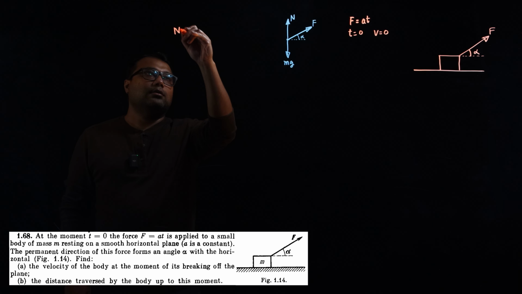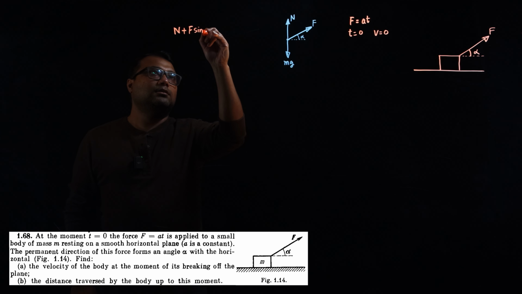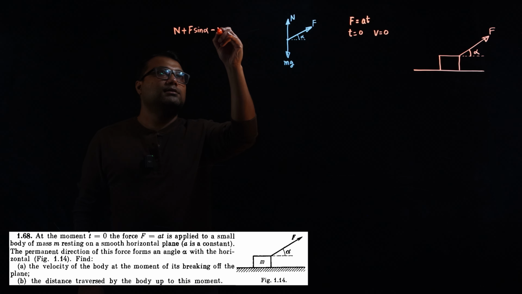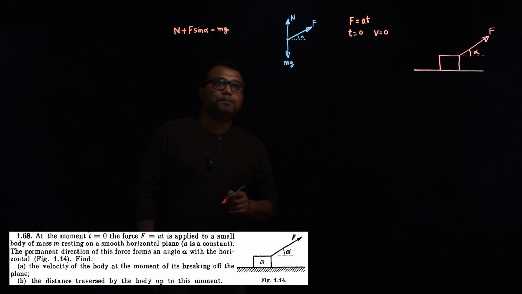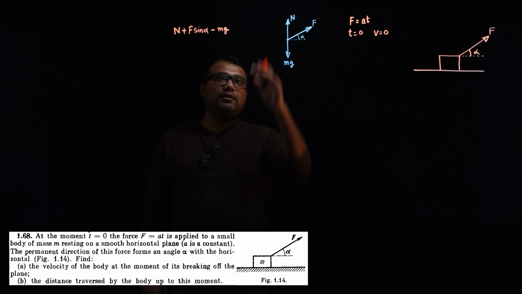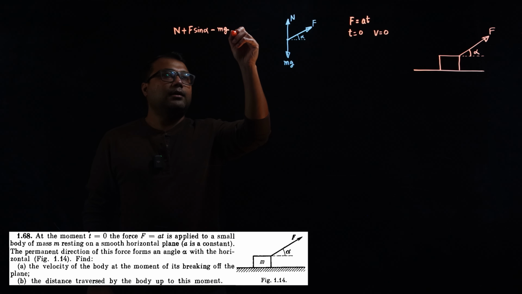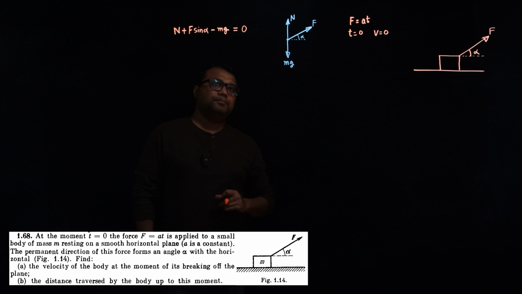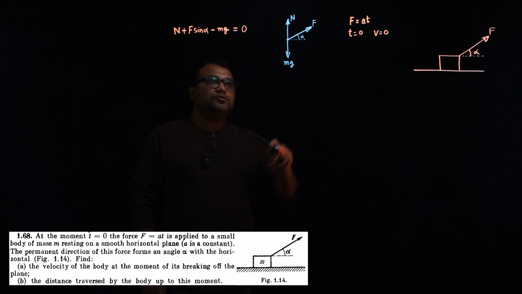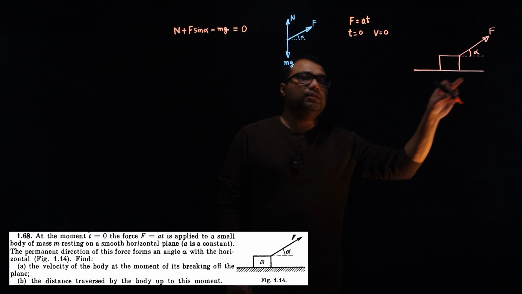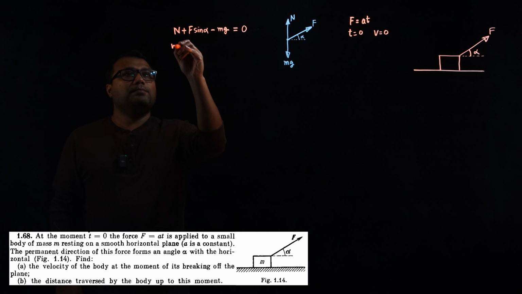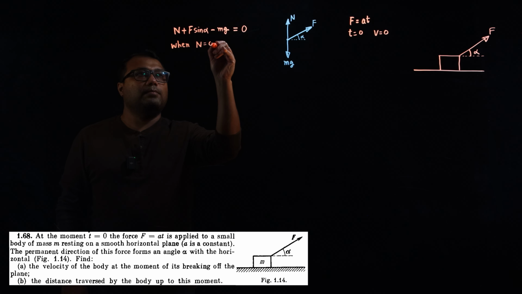All right, so if I write the equations of motion here, N normal reaction plus F sine alpha, which is the component of this force in this direction, minus mg. That's the net force in the normal direction. Let's say the net force is 0, everything is balanced out. Which means what? The body is still on the surface. When will the body leave the surface? When N becomes 0.